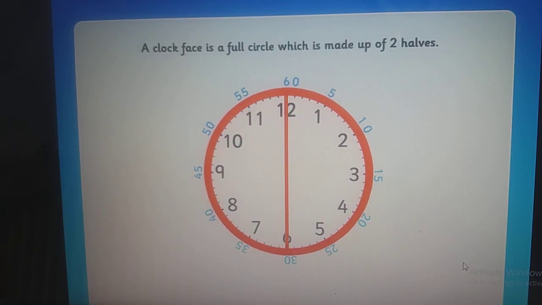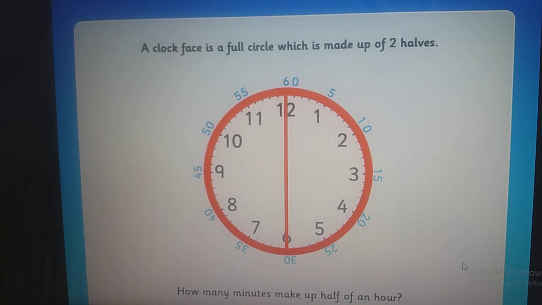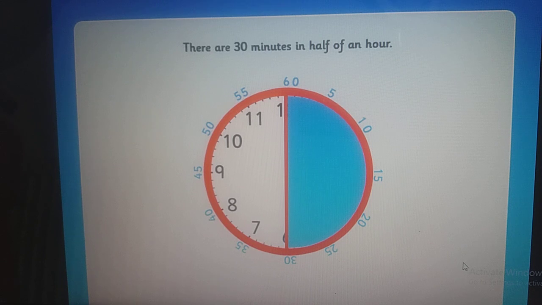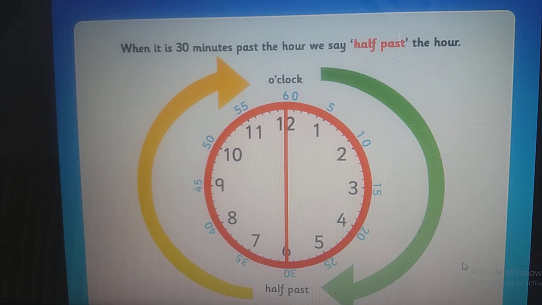So we can say that a clock face is a full circle which is made up of two halves. How many minutes make up half of an hour? 30. Yes, there are 30 minutes in half of an hour. 30 and another 30. When it is 30 minutes past the hour, we say half past the hour.